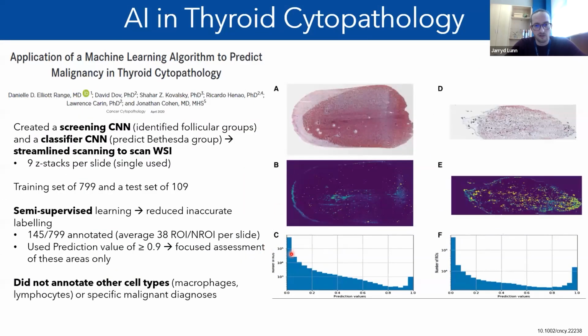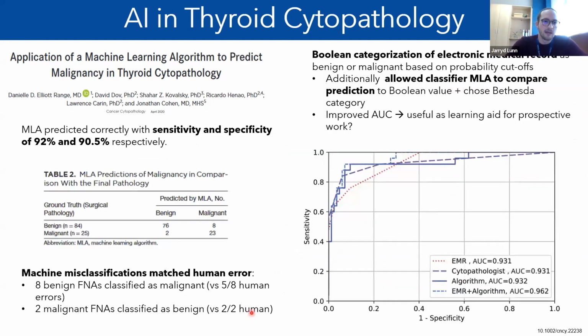And so this showed the benefit of having this screening neural network that first engaged with the data before a classifier neural network would engage, in order to clean out the data that is generated on a cyto slide. What they showed is that their algorithms predicted correctly with sensitivities and specificities of both above 90%, and that the machine classifications matched the human error, suggesting that these machines were once again performing just as well as humans in predicting benign versus malignant.